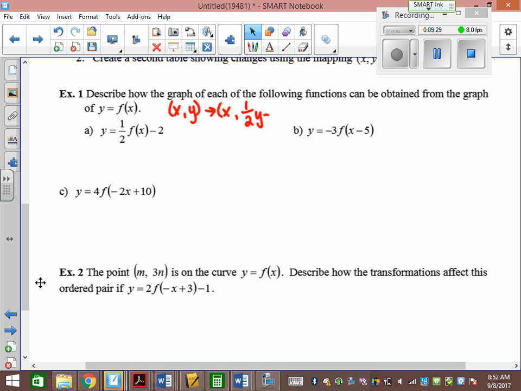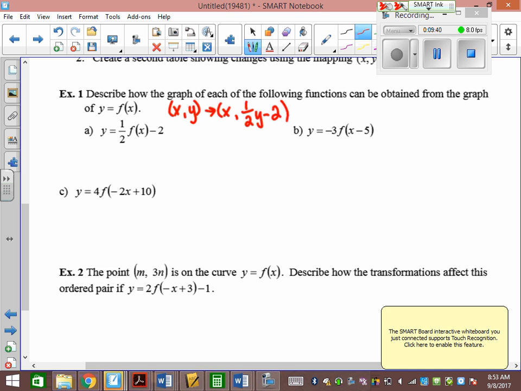Some people, it just made a random noise and disconnected. I must have stepped on it. Here we go. Here we go. So we have 1/2 y minus 2.